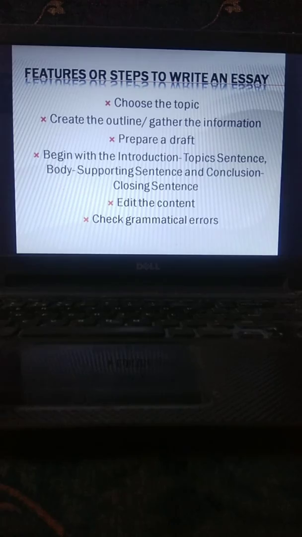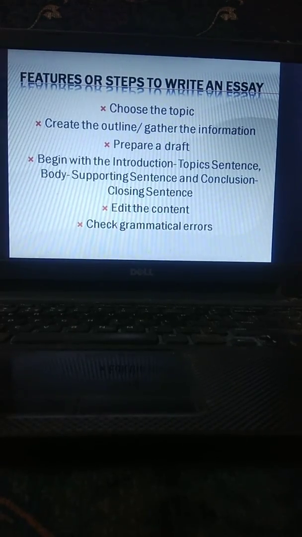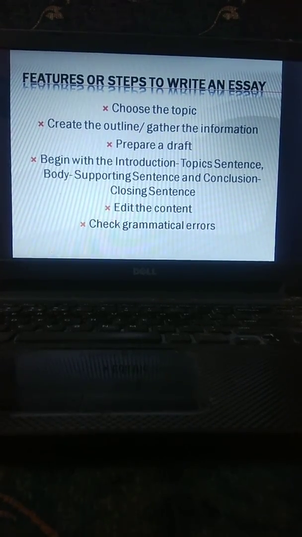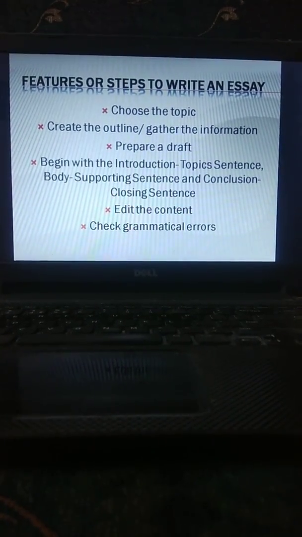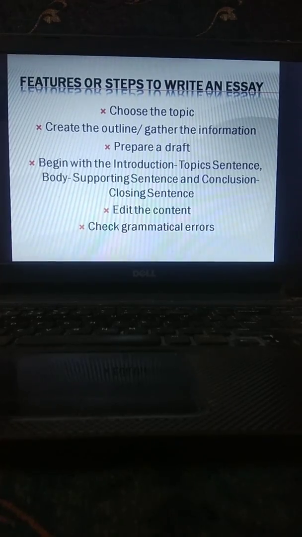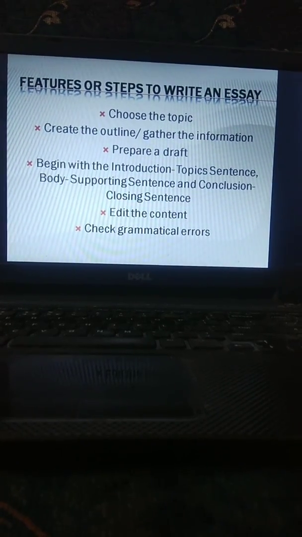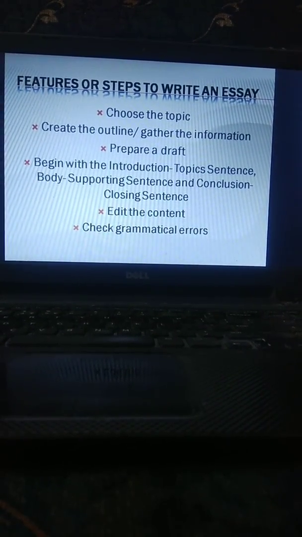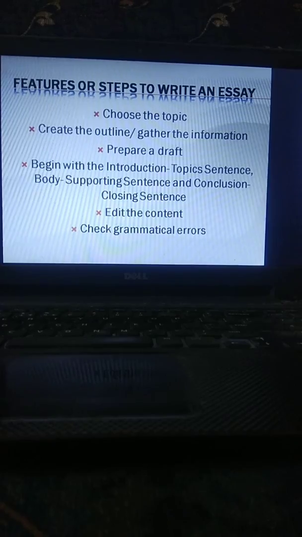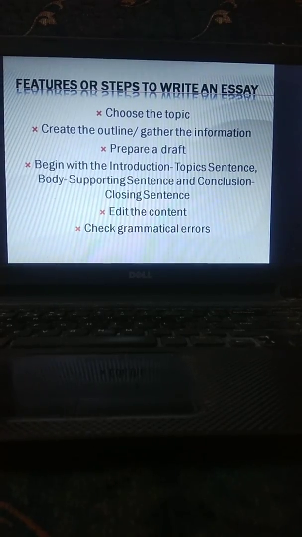Next, coming to the next one, features or steps to write an essay. Let's see what these features are and how we are supposed to write an essay. First thing, as you're seeing, we must choose the topic. You may have your topic assigned, or you may be given free rein to write on the subject of your choice. But choose a topic that you are passionate about, because when you are familiar with the topic, it is a chance to give a wider talk about that particular thing. Also mind the language and the audience that you're going to write for.